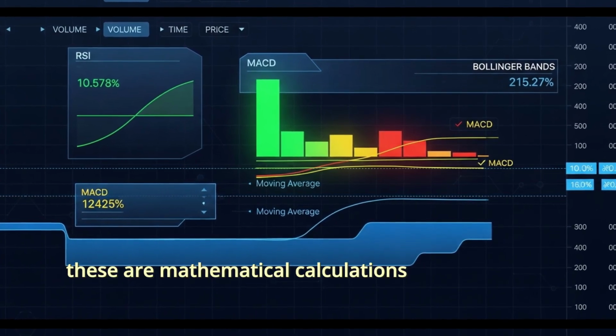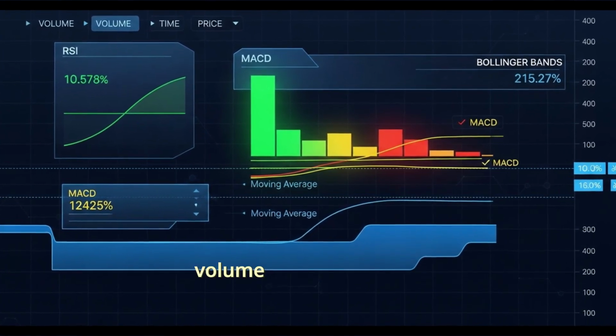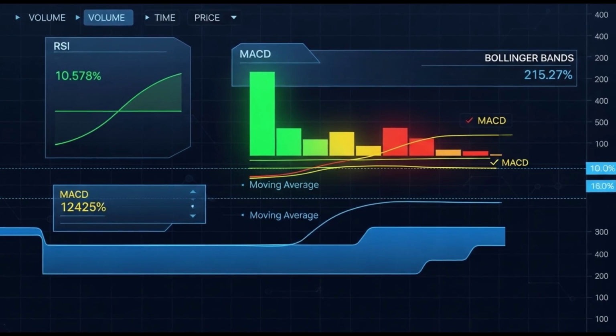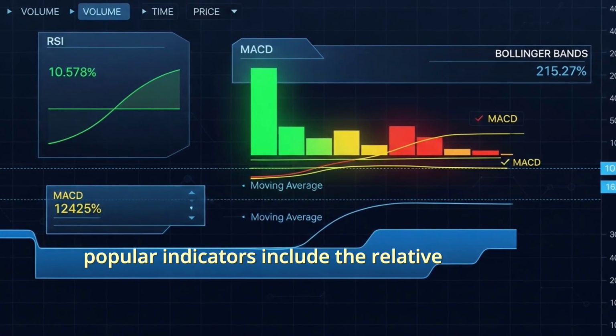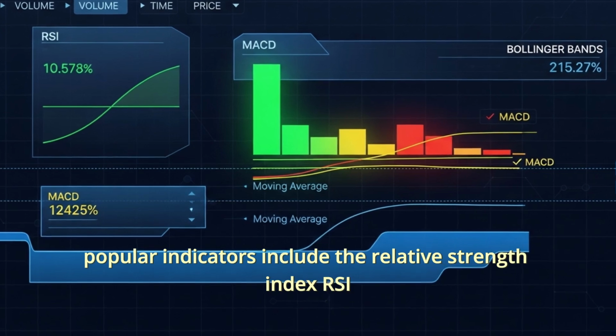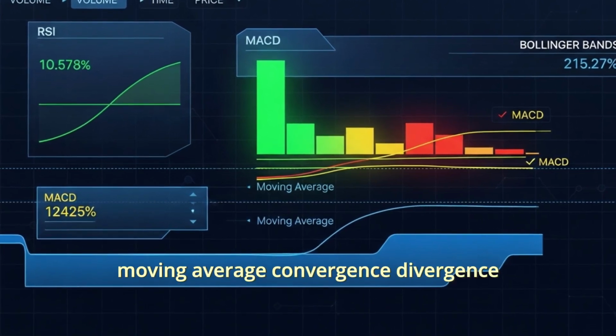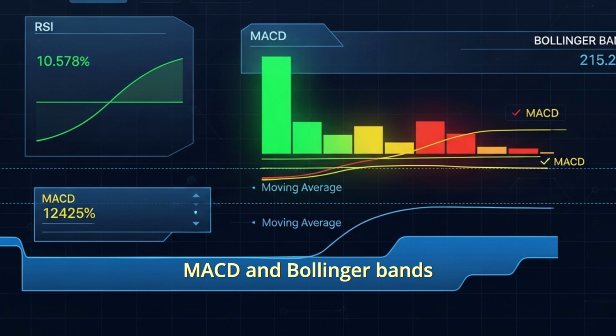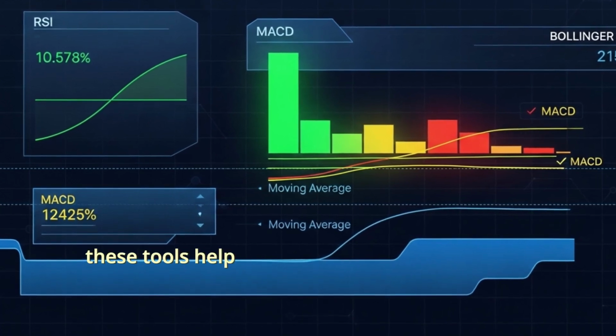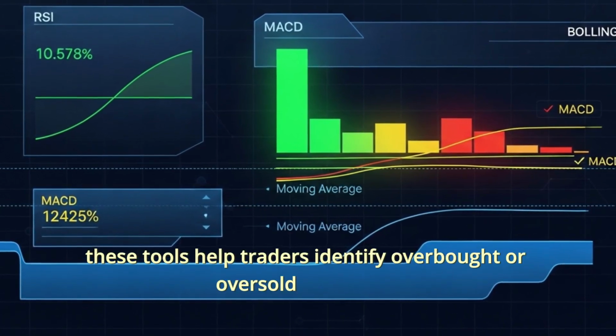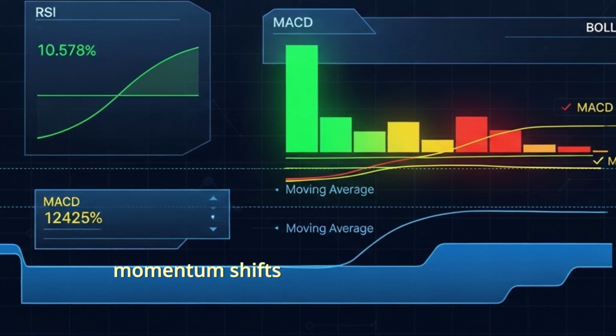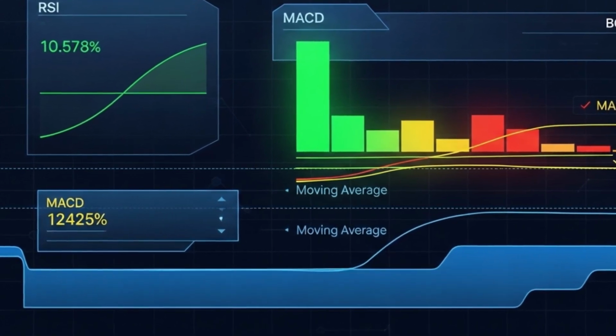Indicators are also widely used in technical analysis. These are mathematical calculations based on price, volume, or open interest. Popular indicators include the Relative Strength Index, RSI, Moving Average Convergence Divergence, MACD, and Bollinger Bands. These tools help traders identify overbought or oversold conditions, momentum shifts, and potential reversals.